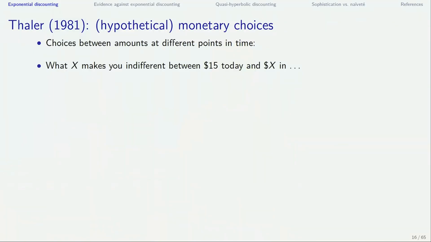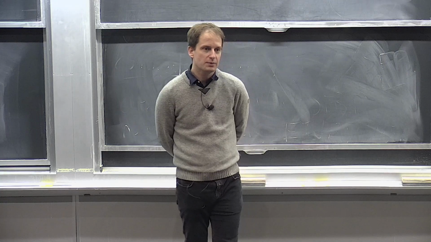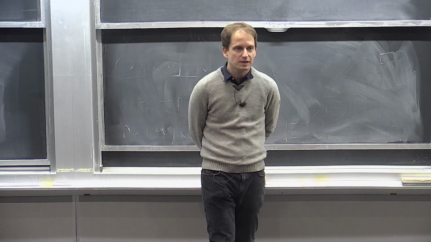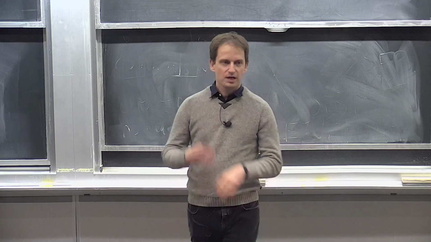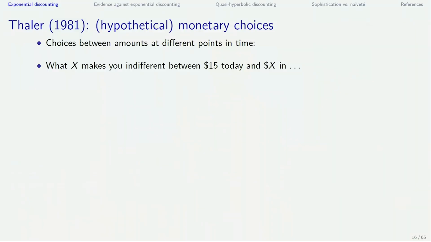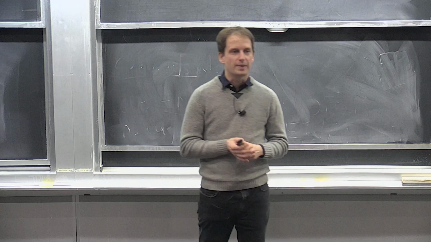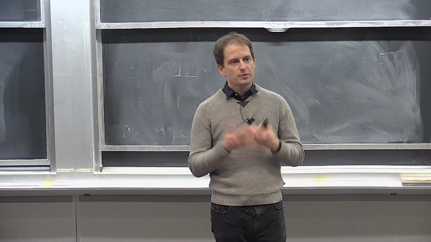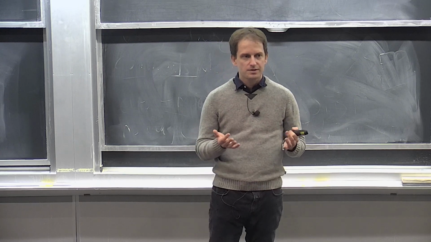Dick Taylor, again a Nobel Prize winner, did exactly that in 1981, giving people, to start with, hypothetical monetary choices. That is kind of what I was asking you at the beginning in the first class. I was asking you different numbers, but what X makes you indifferent between $15 today and X dollars in a month, a year, and 10 years from now. What do we need to assume for that now? Or what other assumptions do we need?